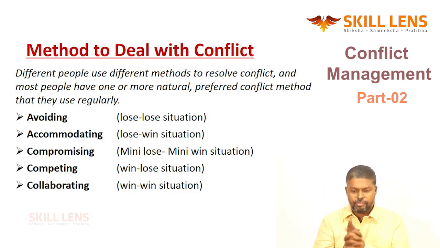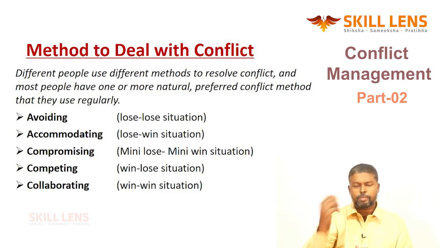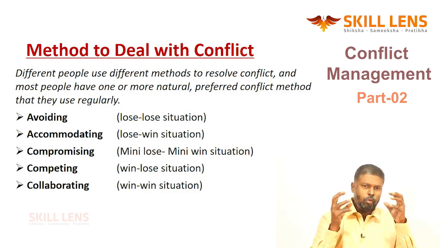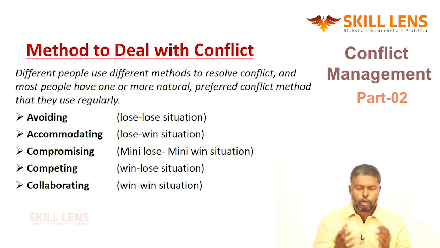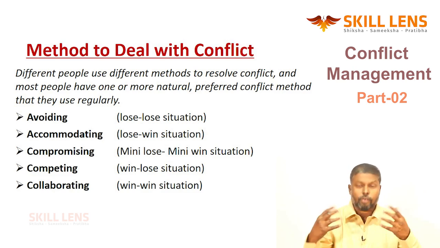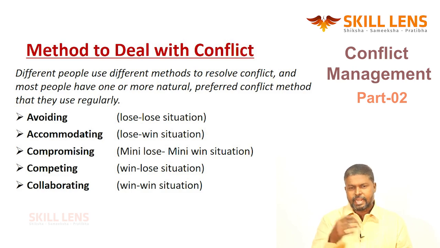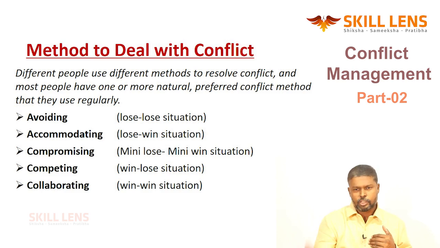Different people use different methods to resolve conflict, and most people have one or another naturally preferred conflict method that they regularly use, from these 5 methods. The first one is called avoiding, which is normally considered to be a lose-lose situation. Second in line is called accommodating. Accommodating is normally called a lose-win situation, where I lose and the other wins, because I'm accommodating. That is more about cooperativeness than assertiveness.